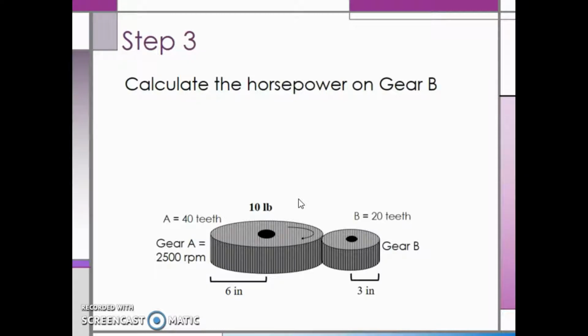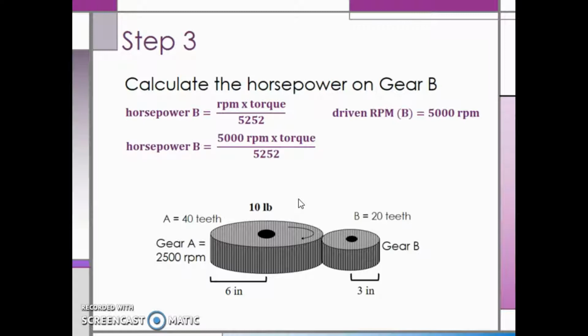Now that we have the speed of gear B, we can find the horsepower on gear B. The horsepower of B is equal to the speed of gear B multiplied by the torque on gear B divided by 5,252. In the previous slide, we found the speed of gear B to be 5,000 RPM. However, we don't have the torque on gear B, so we need to find that first.